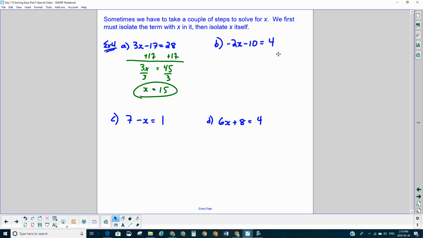In the second one, our steps are still the same, regardless if we have a negative. We see that the first thing we have to get rid of is our negative 10. So the opposite operation is to add 10 to both sides, and we get negative 2x equals 14. Being careful of our negative sign, we have to divide both sides by negative 2, and we get x equals negative 7.